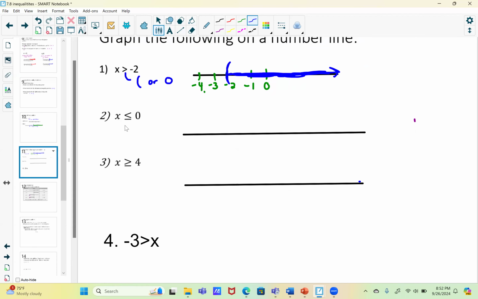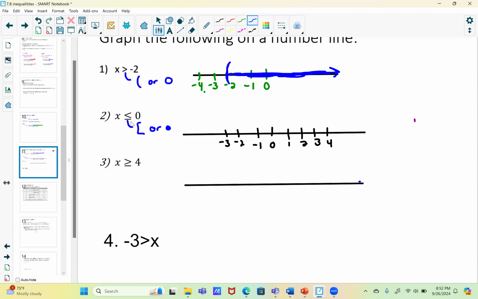Okay, so number 2 says x is less than or equal to 0. So again, I'm going to do my number line. I am going to start at 0, and then because I have the equal to, I need to use a bracket, okay, or again, a closed circle. I'm going to stick with what Hawks does.